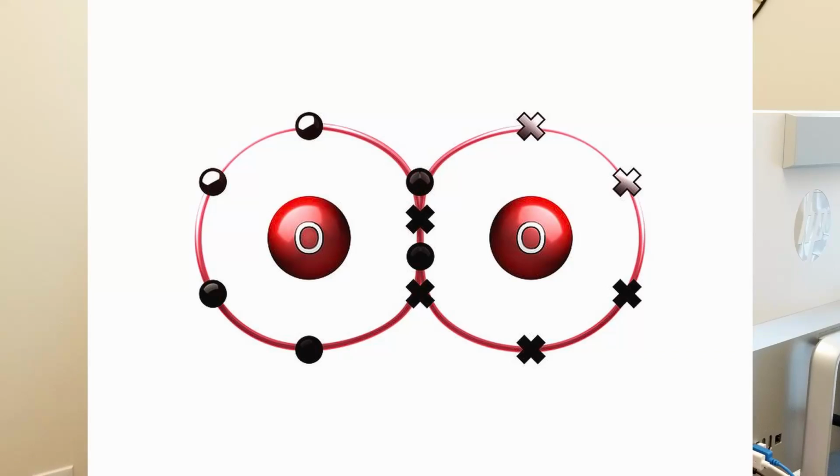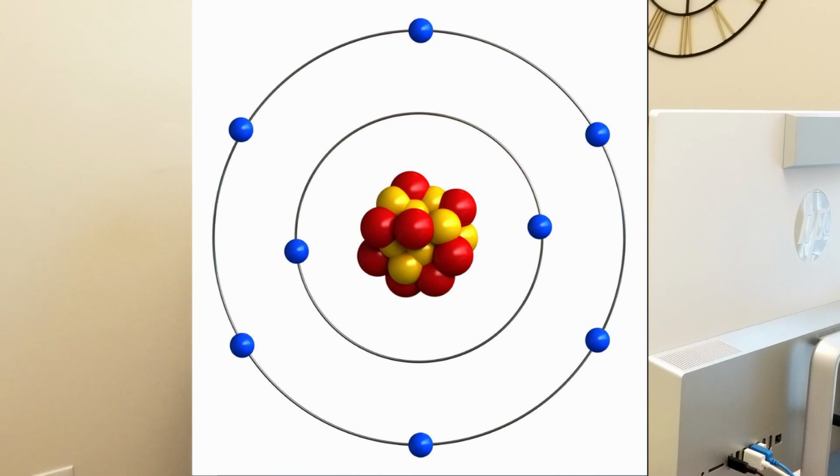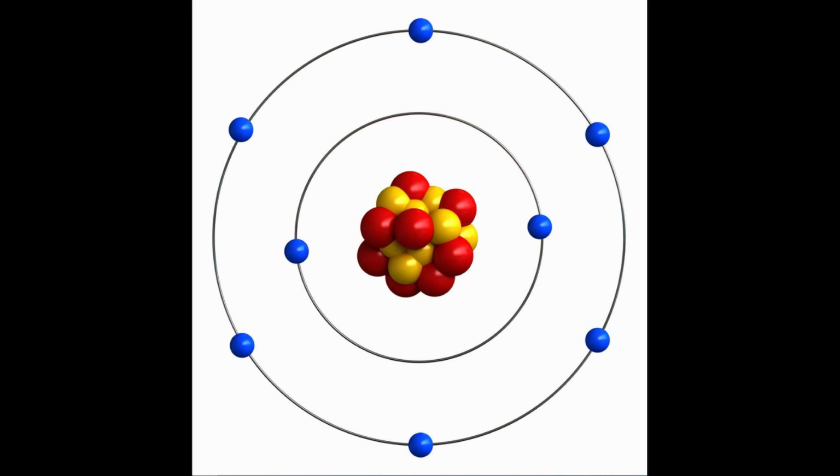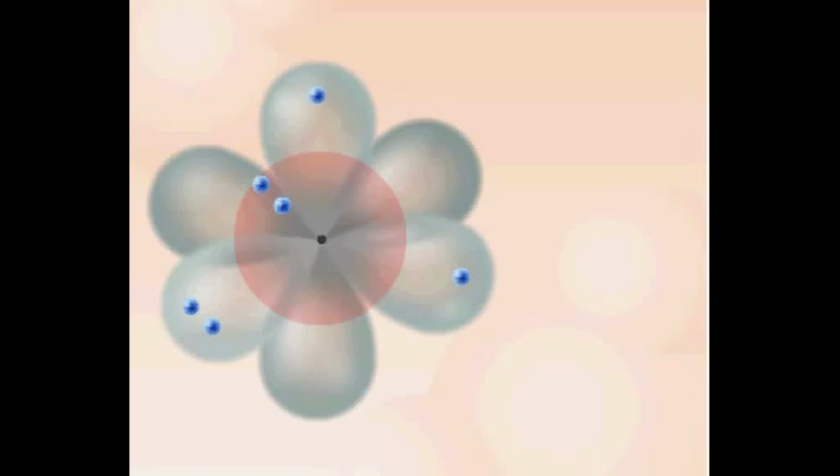So I'm going to throw up a diagram. This is the oxygen molecule and the oxygen atom. Oxygen atoms have 6 valence electrons. 2 of them are in the 2s orbital, and 4 of them are in the 2p orbitals. One of the 2p orbitals has an electron pair, while the other 2 have just single unpaired electrons.